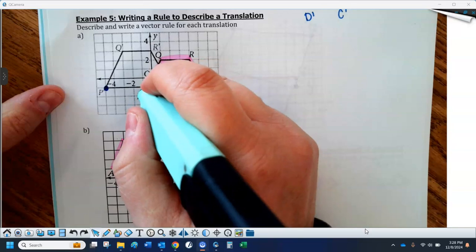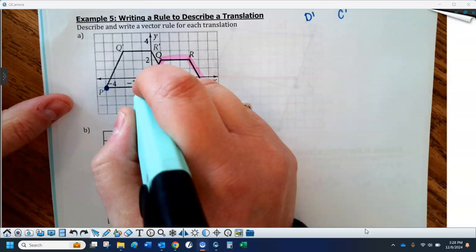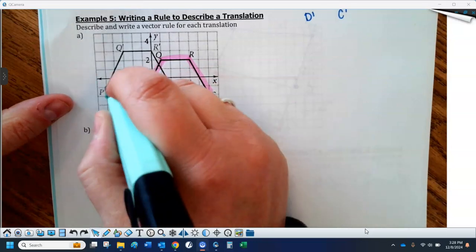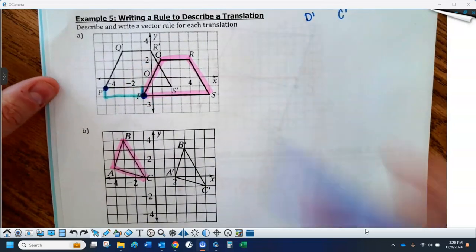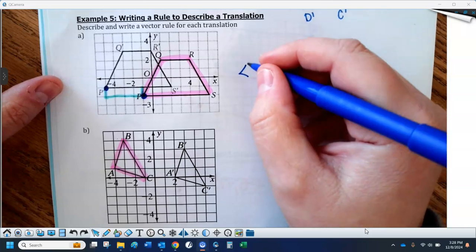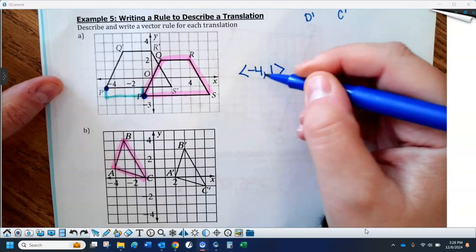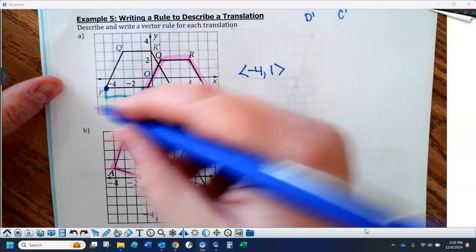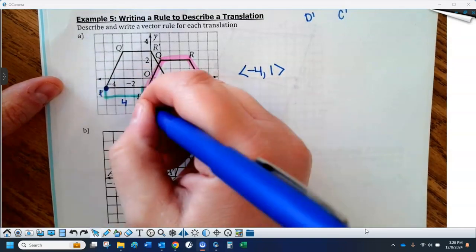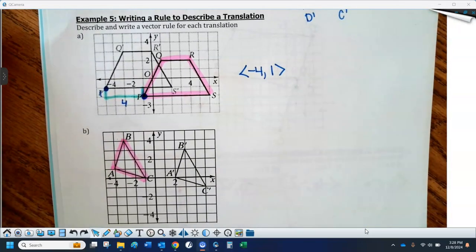So looks like P, I'm going up 1. Oops, sorry, we should go left or right first. So I'm going 1, 2, 3, 4 to the left and up 1. The reason I should go left or right first is because that's what's going to go first in your vector. So we went left 4 and up 1. The first number, the x value there, is going to be what you do left or right. And so this was 4 and 1. Since I'm going to the left, we call that -4. I went up 1, so that's called +1.